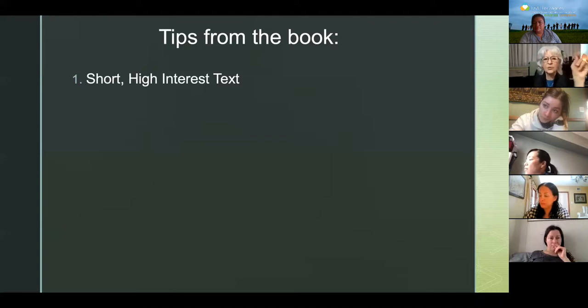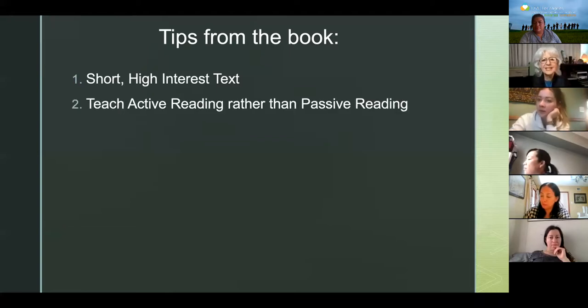Tips from the book: use short, high interest text, teach active rather than passive reading. And they claim that even using a highlighter in the book, for example, is still passive. You need to be more interactive than that for comprehension. So here's some other suggestions.